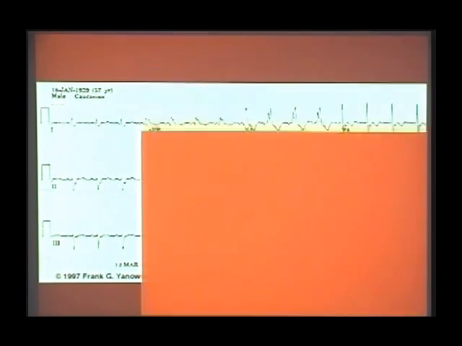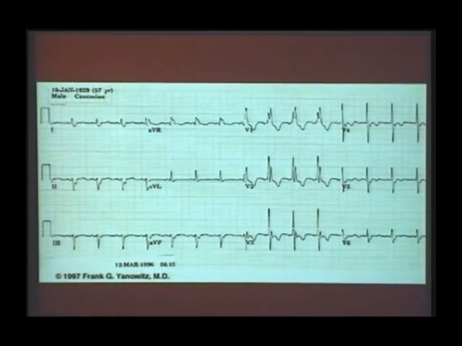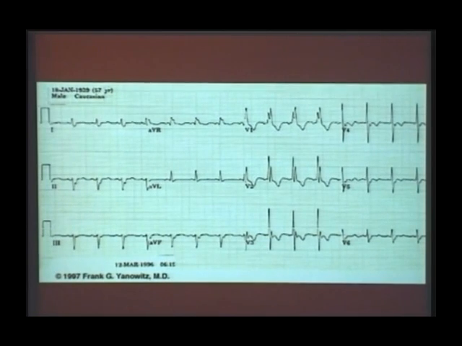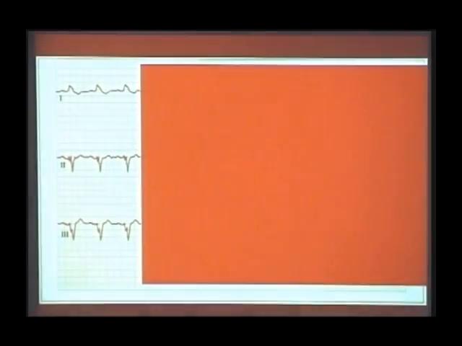What bundle branch block is this? Right or left, RBBB or LBBB? Why RBBB? Slurred negativity. Chest leads, what is it? RBBB. So you are confirming by looking at L1. Looking at L1 here, you think it's an RBBB. In the chest leads, it is right bundle branch block. So it's a classical right bundle branch block.